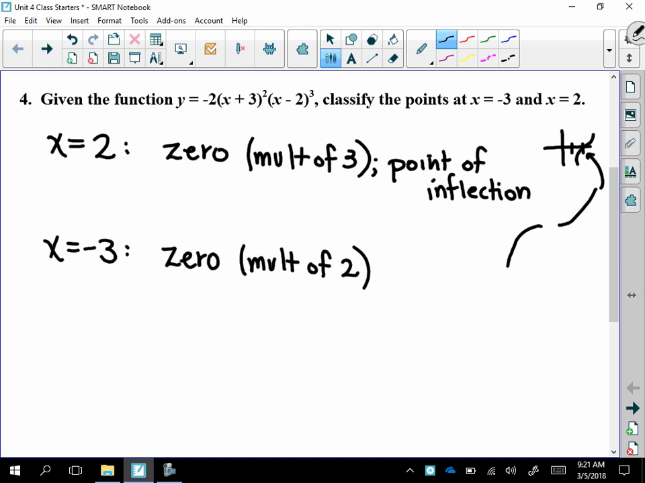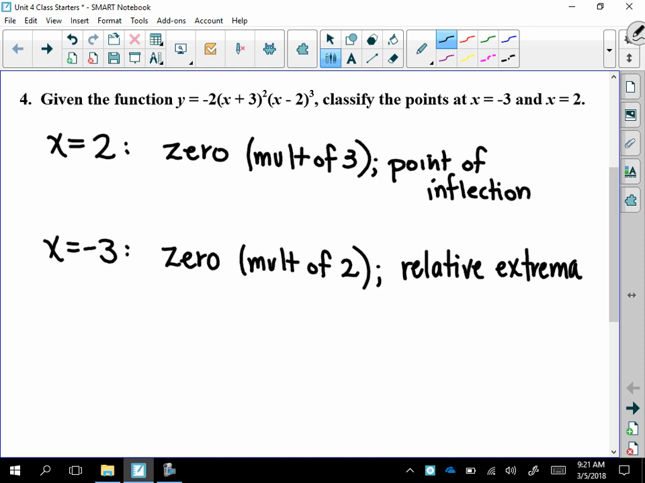What about here at negative 3? We've already said the graph's going to look parabolic. Would it be a relative maximum? Well, it would definitely be a relative extrema. It's going to be either a relative maximum or a relative minimum, because at negative 3 it is going to take on that parabolic shape. So it's got to be either like that or like that. Doesn't it have to be a relative maximum, since it's a negative a?